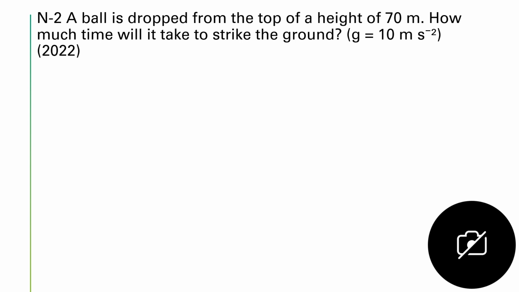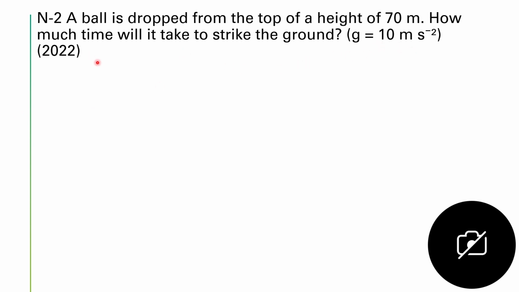Now it is time to solve the second numerical that came in 2022. A ball is dropped from the top of a height. Dropped means this is the hint that the initial velocity is 0. The height is given as 70 meters. How much time will be taken to strike the ground? Time t is required. g is given as 10 meters per second square.